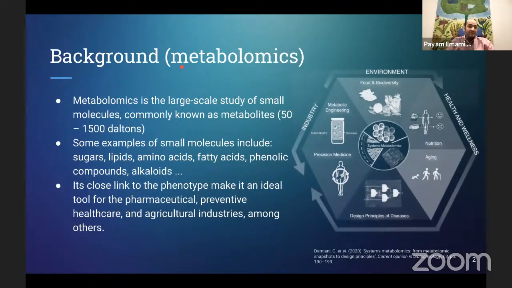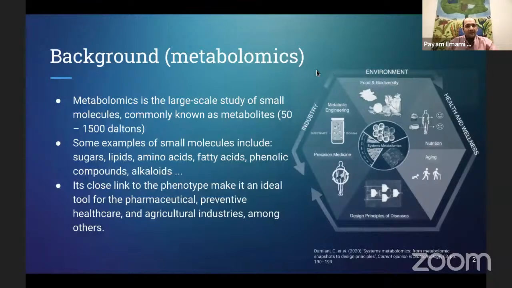We're going to talk about metabolomics, which we often define as the measurement of small molecules. These molecules are often between 50 to 1,500 daltons, and within this range you will find sugars, lipids, amino acids, hormones, and so forth. One of the important things about the metabolome is its closer link to the phenotype. As a result, it has been used in various industries, including healthcare, of course, agriculture, food industry, and so forth.